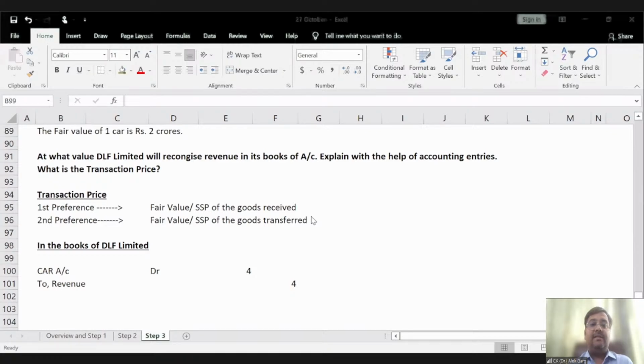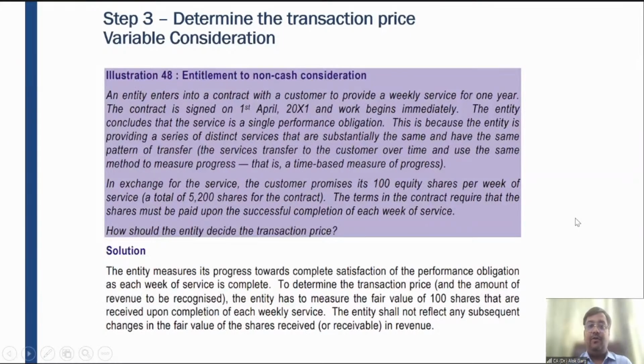Let's discuss illustration number 48 to understand this concept. Entitlement to a non-cash consideration. An entity enters into a contract with a customer to provide a weekly service for 1 year. So every week, this entity has to provide a service, for 52 weeks. The contract is signed on 1st April 2001, and the work begins immediately.